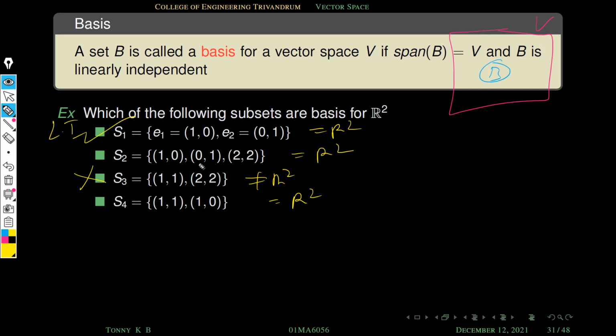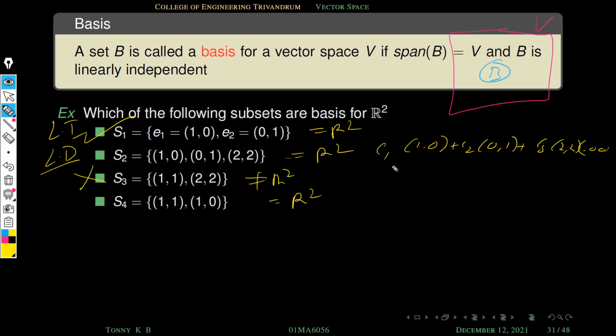And what about this? Is it independent or dependent? Yes, we know that this set is linearly dependent. Why? One reason is you can write (2, 2) as a linear combination of the remaining vectors. You can write (2, 2) as 2 times (1, 0) plus 2 times (0, 1), which means S2 is linearly dependent. Or you can find scalars C1, C2, C3 such that C1 (1, 0) plus C2 (0, 1) plus C3 (2, 2) equals (0, 0). What are the non-zero values of C1, C2 and C3?